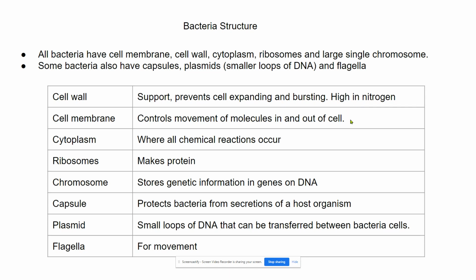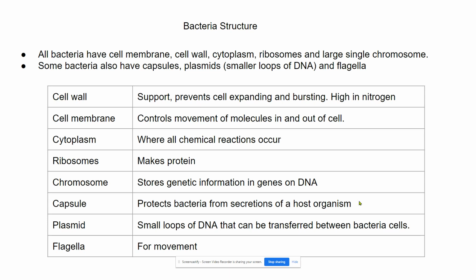The cell membrane is what controls the entry and exit of molecules in and out of the cell. The cytoplasm is where all the chemical reactions occur, and ribosomes make protein. Ribosomes assemble amino acids together in the correct sequence to make protein. The single chromosome is where the genes are located, and genes are sections of DNA, and they control the functions of the cell. Many bacteria have capsules on the outside. The capsule protects the bacteria from secretions of a host, from stomach acid or from digestive enzymes.